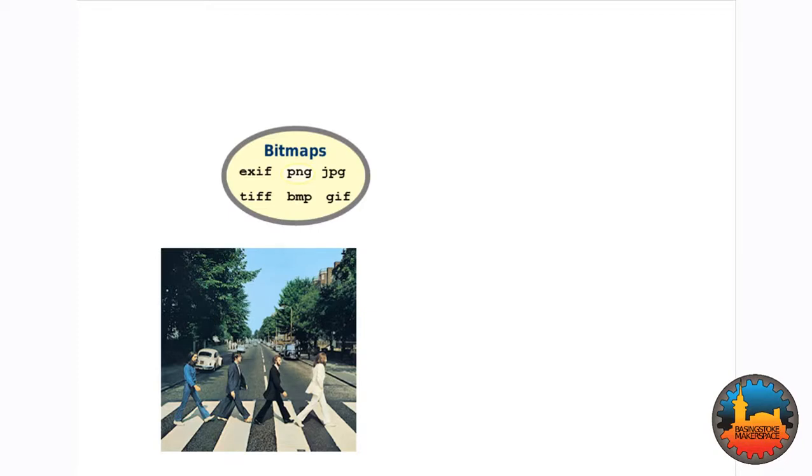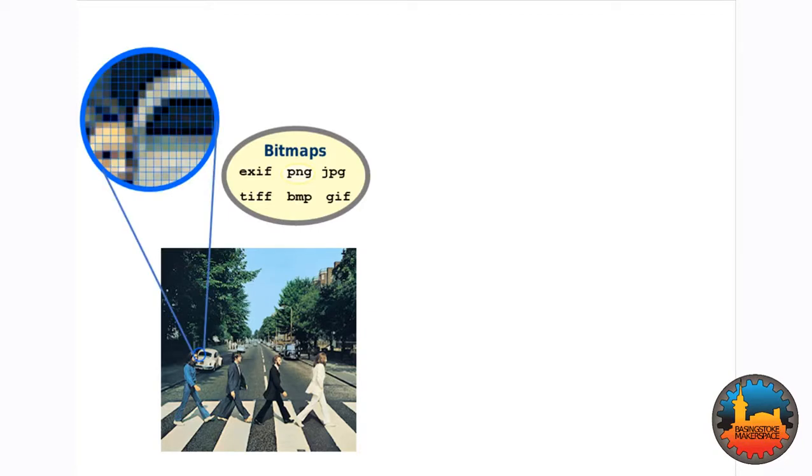The most common form of picture file on computers is the bitmap. Essentially, bitmap files are just a list of the colours of every single cell in a square grid. There are a large number of different bitmap file formats. The extension types listed here are some of the most common ones.